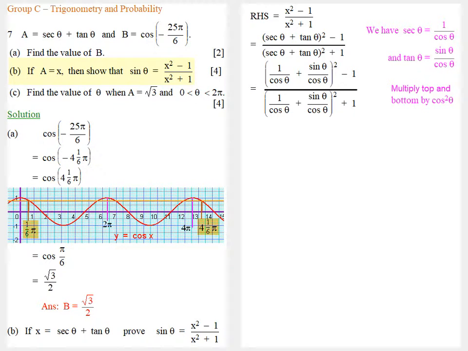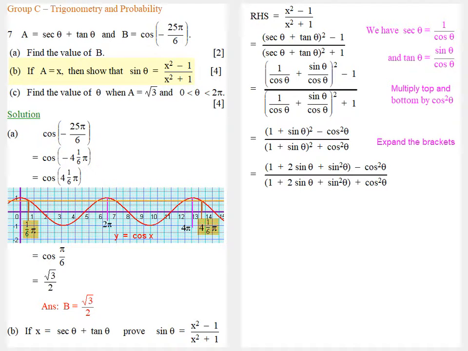Now we can multiply the top and the bottom by cos squared theta. This means the right-hand side is equal to 1 plus sine theta all squared minus cos squared theta over 1 plus sine theta all squared plus cos squared theta. And we can expand the brackets. On the top, the bracket 1 plus sine theta all squared can be expanded to 1 plus 2 sine theta plus sine squared theta.